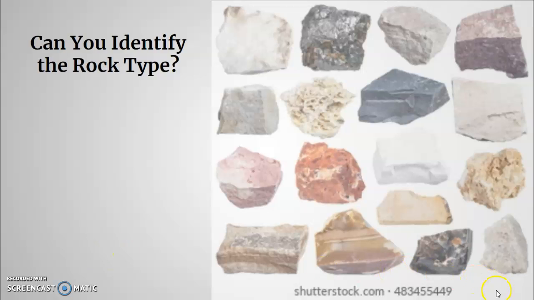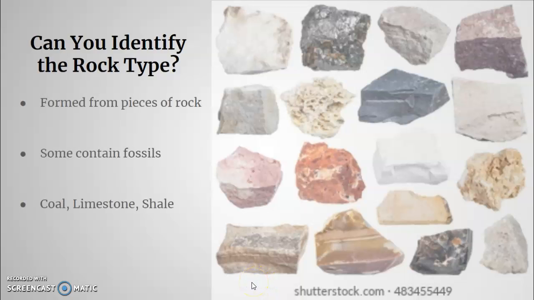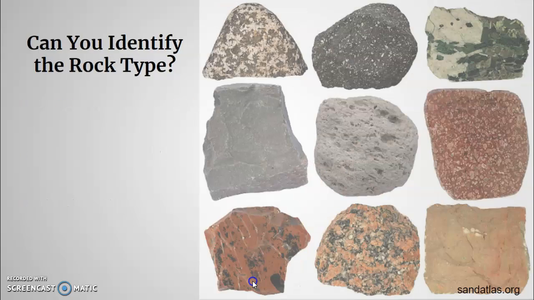Now we're going to play a game. Can you identify the rock type? So take a look at these rocks. They're formed from pieces of rocks. Some contain fossils. Examples are coal, limestone, and shale. Sedimentary, that's correct. Good job.